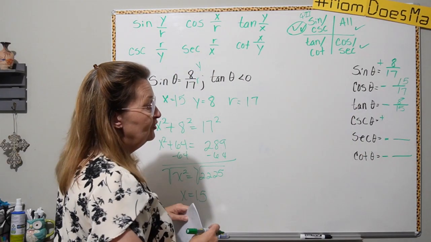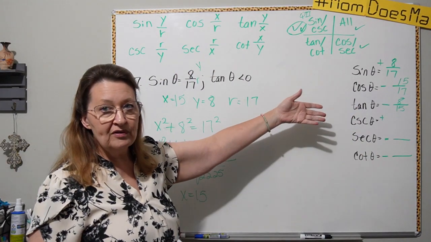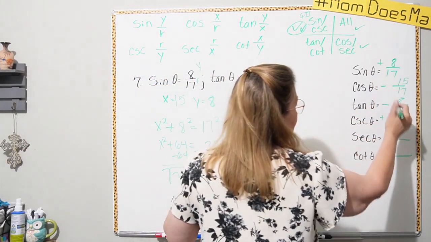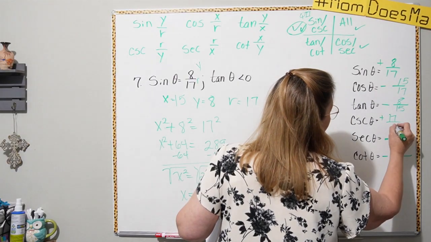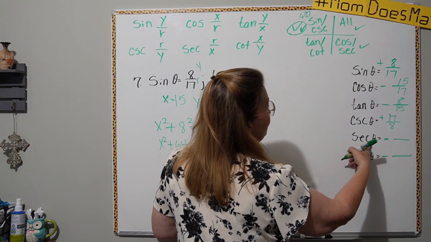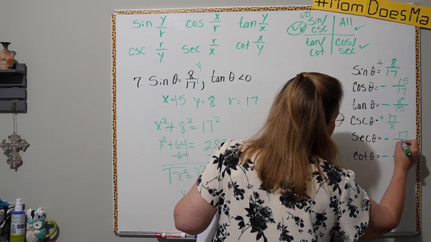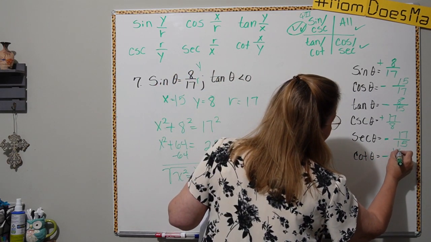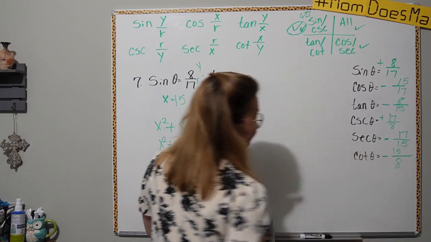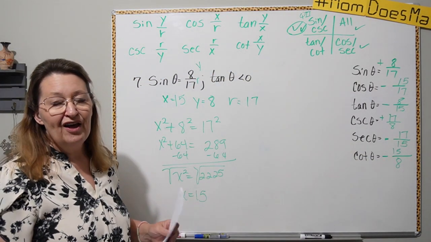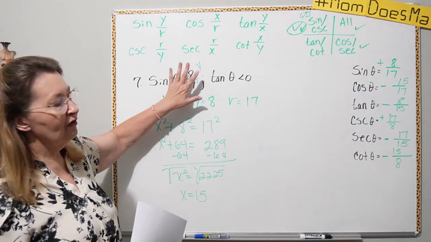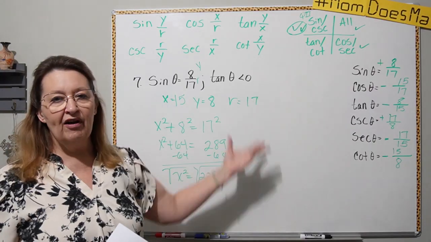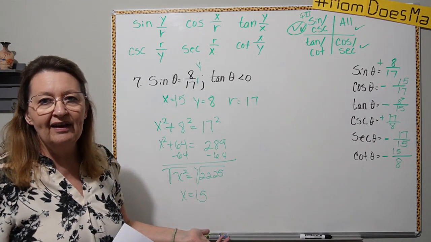These three, if you remember, are just reciprocals of the first three, so we can just flip the first three. All right, this is going to be 17 over 8, and this secant is going to be 17 over 15, and that cotangent is going to be 15 over 8. And that's all. You do so much work and thought on the front end, but then once you get that done, it just all falls into place, and it's kind of a letdown actually.